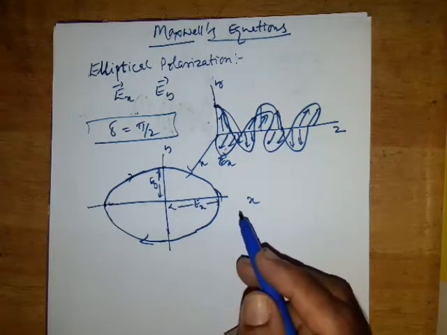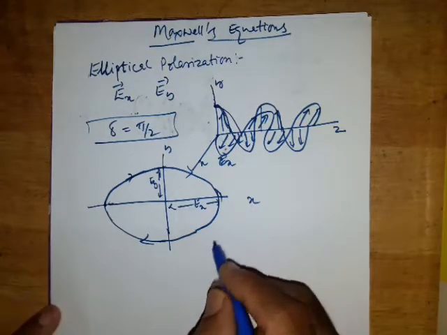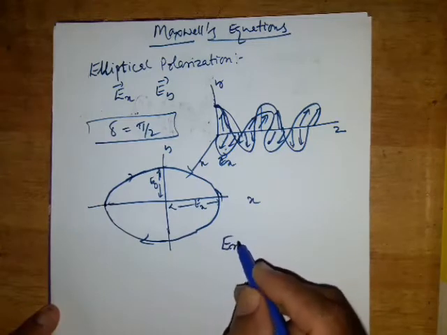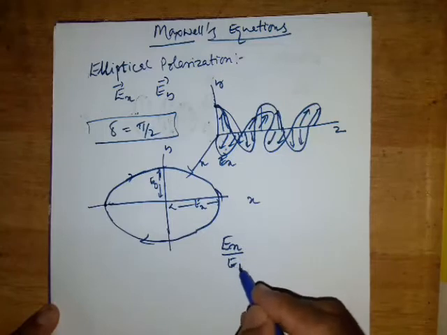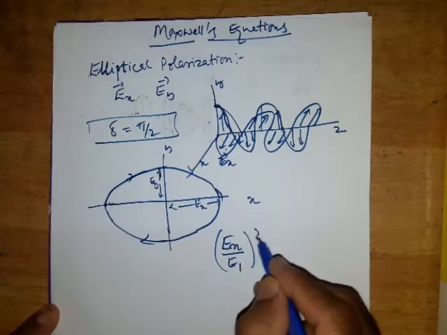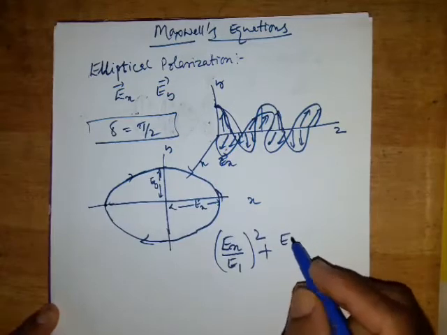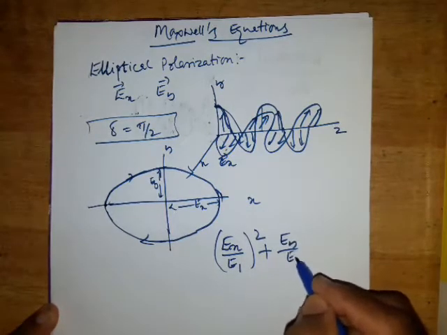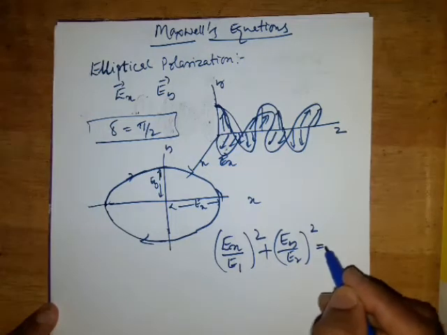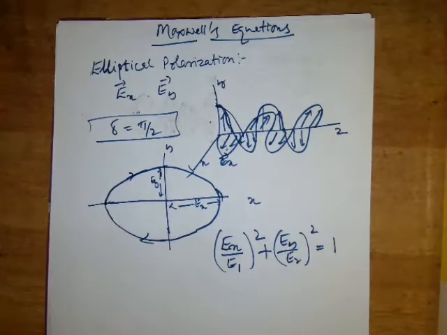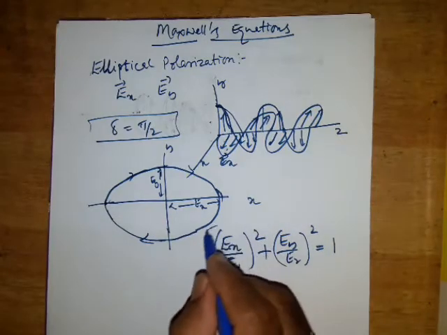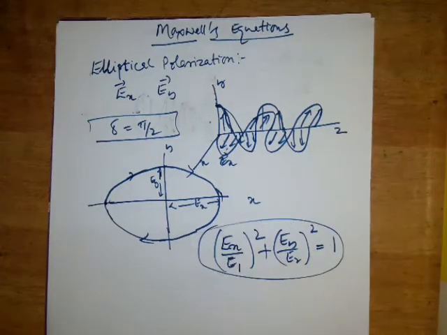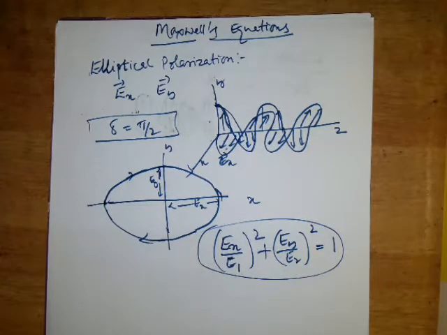And here we can write an equation like this: (Ex by E1) whole square plus (Ey by E2) whole square is equal to 1, where E1 and E2 are the amplitudes. You can see that this is the equation of an ellipse. So this is about elliptical polarization.